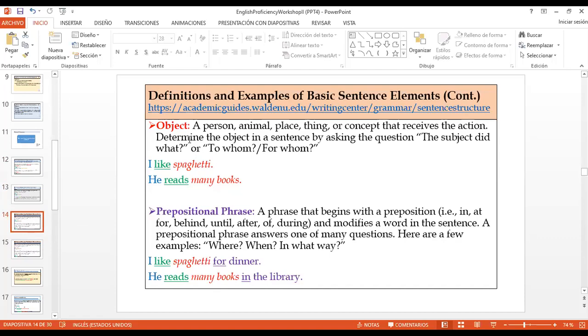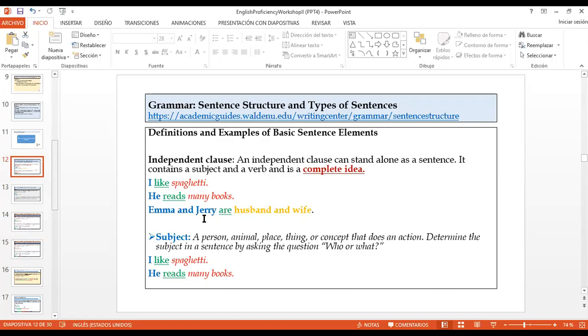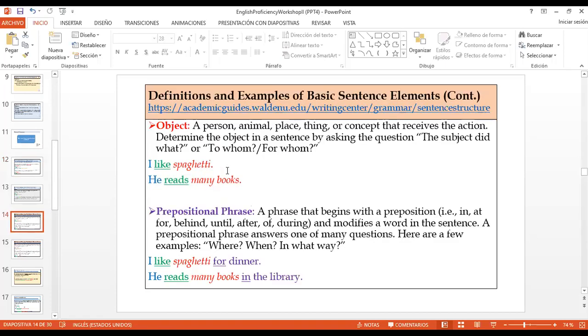Then we have the object: a person, animal, place, or thing, or concept that receives the action. Concept, meaning something abstract, like happiness, love. So here, the subject can also be an abstract noun, yes? Happiness is important in life. Love is important, for example. So determine the object in a sentence by asking the question: the subject did what to whom? So, he reads many books. He performs the action, and who receives that action? Many books, in this case. Yes, or the action or the feeling of "like" falls onto spaghetti.